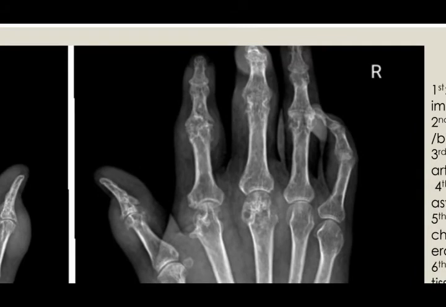Let us choose this right hand. We see that the erosions are marginal, juxta-articular in distribution, with well-defined sclerotic edges, some of them showing an overhanging edge, giving a punched out appearance. We notice that despite the extensive erosions, the joint spaces are preserved.